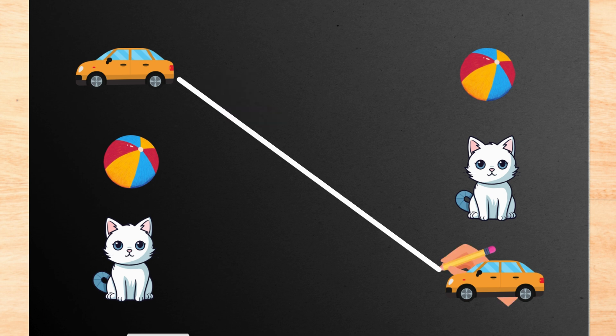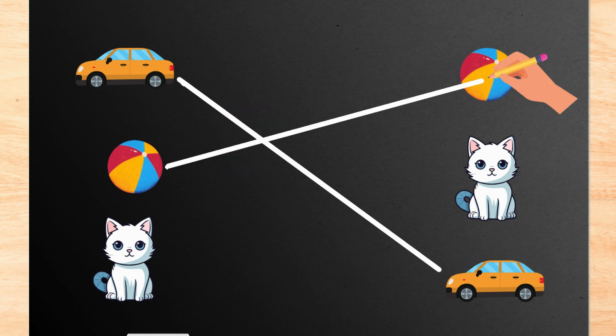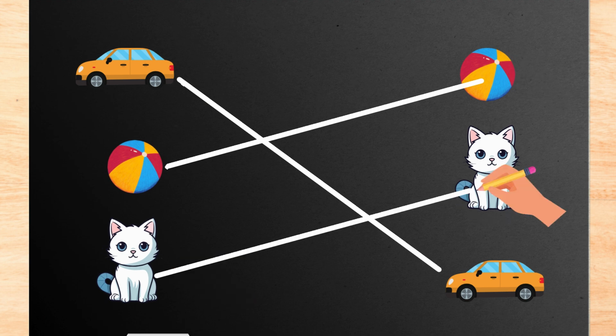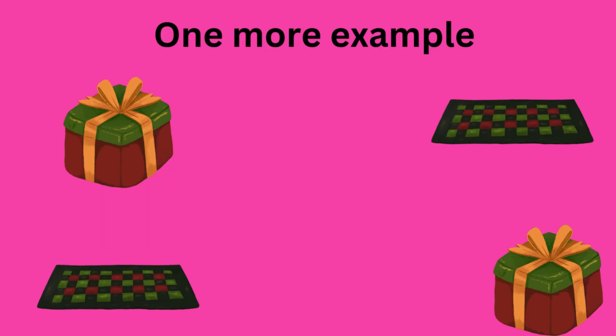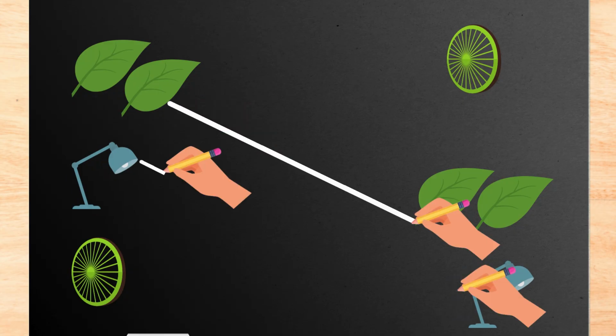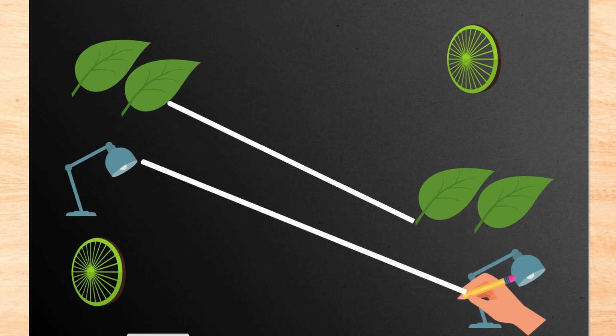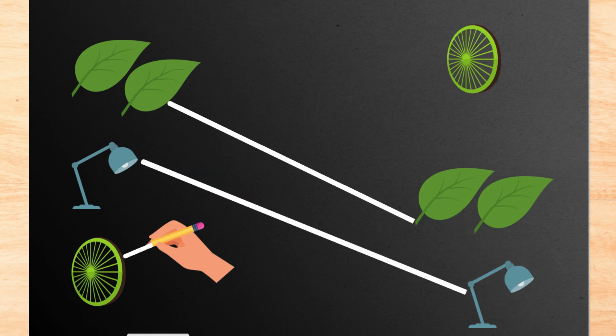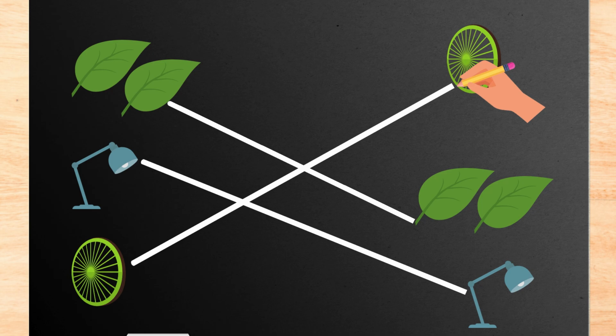Match the car with the same car. And a ball with the same ball. Cat with the same cat. One more example. Match leaf with leaf. Lamb with lamb. And wheel with the same wheel.